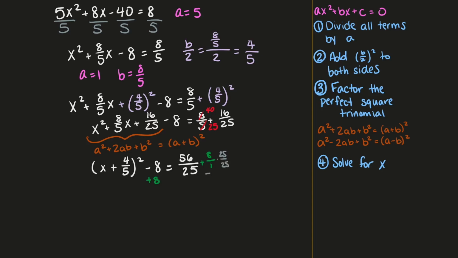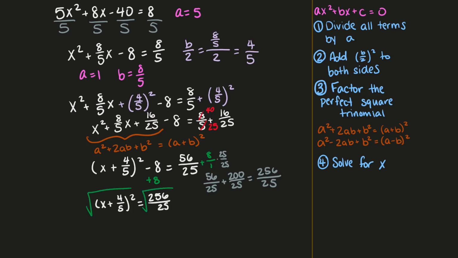So this becomes 56 over 25 plus 200 over 25, which is equal to 256 over 25 for the right side of our equation. So we get (x + 4/5) squared equals 256 over 25. We'll continue to solve this like normal. Although we have a fraction, our steps don't change. We just might have to do a little bit of extra work because we have a fraction.